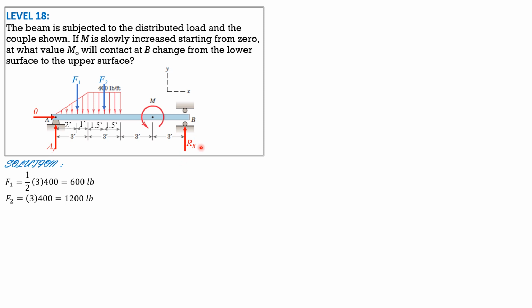So we have RB and we set RB equals 0 because that's the condition. So summation of moments about A equals 0. So 0 times 12 plus M0, then minus F1 600 times 2 minus F2 1,200 times 4.5 equals 0. So from there we can solve M0 and it is counterclockwise. So M0 equals 6,600 pound-foot counterclockwise.